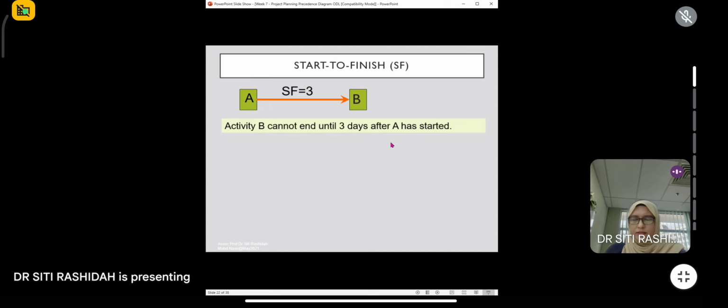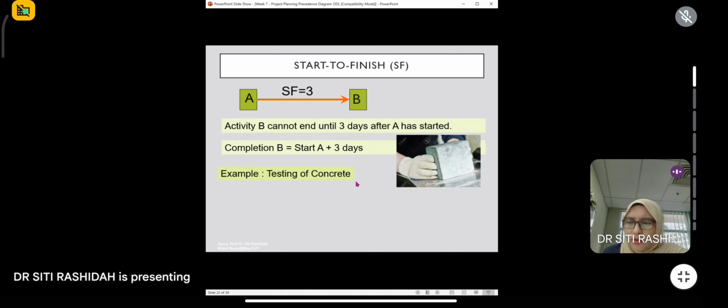It's quite complicated ni. Okay, quite complicated. Maksudnya, activity B cannot complete until 3 days after A has started. Okay, A kena start dulu. Lepas 3 hari, baru B boleh complete. So, the completion of B equivalent to the start of A plus 3 days.